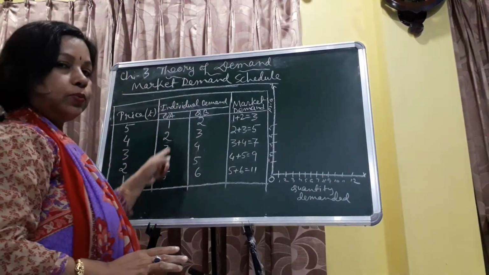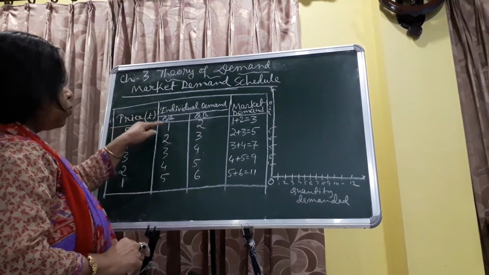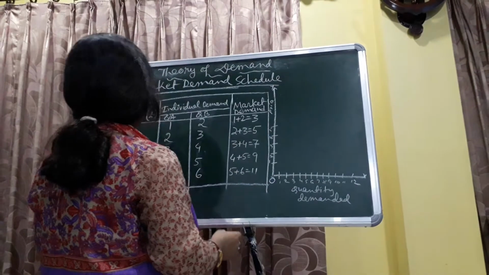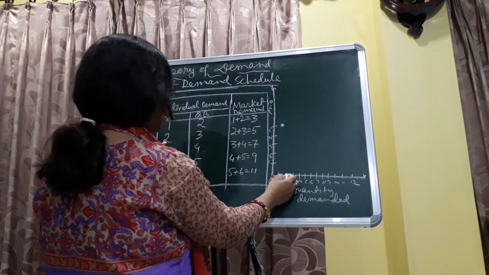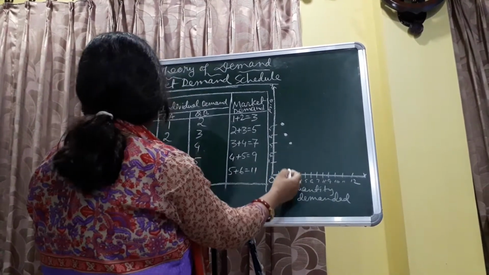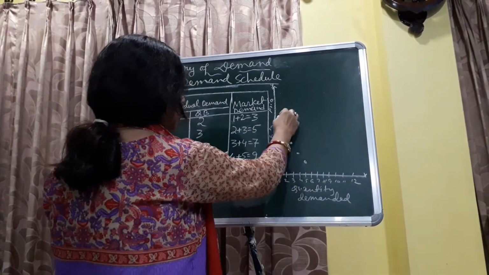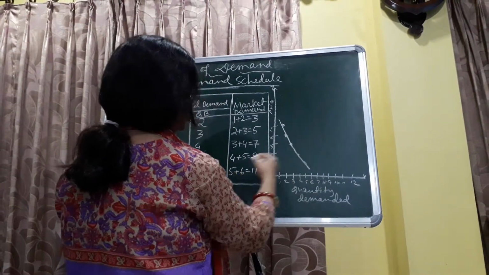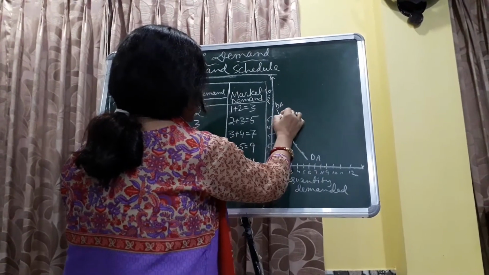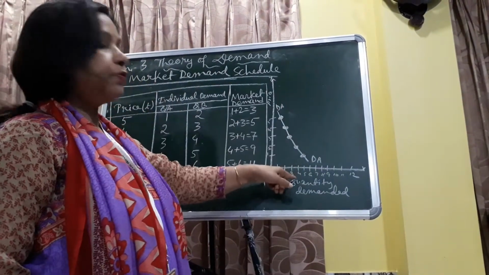First I will draw individual A's demand curve. At price 5, quantity demanded is 1 kilo. So at 1 kilo the price is 5, at 2 kilo it is 4, at 3 kilo it is 3, at 4 kilo it is 2, and at 5 kilo it is 1. So this line is demand A. The individual demand curve is downward sloping.